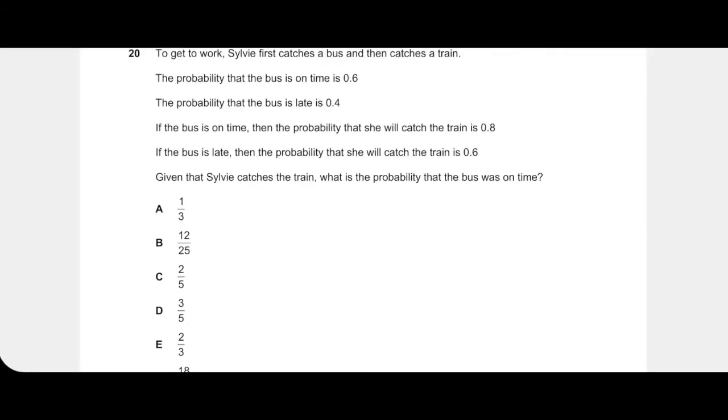Question number 20. To get to work, Sylvie first catches a bus and then catches a train. The probability that the bus is on time is 0.6. The probability that the bus is late is 0.4. If the bus is on time, then the probability that she'll catch the train is 0.8. If the bus is late, then the probability that she'll catch the train is 0.6. Given that Sylvie catches the train, what's the probability that the bus was on time?